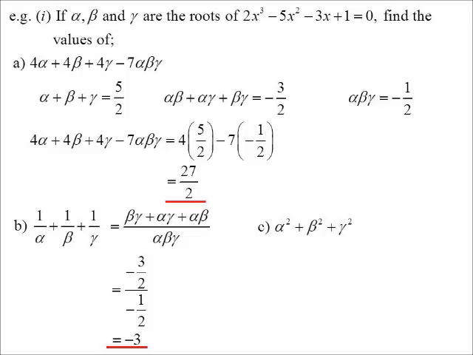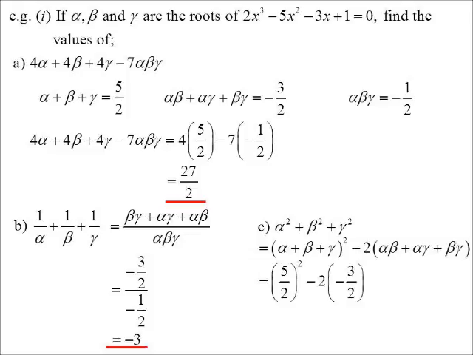All right, let's try another one then. Alpha squared plus beta squared plus gamma squared is... So using what I just mentioned, I can rewrite that as alpha plus beta plus gamma all squared minus 2 lots of the roots 2 at a time. Substituting in, we get 37 on 4.